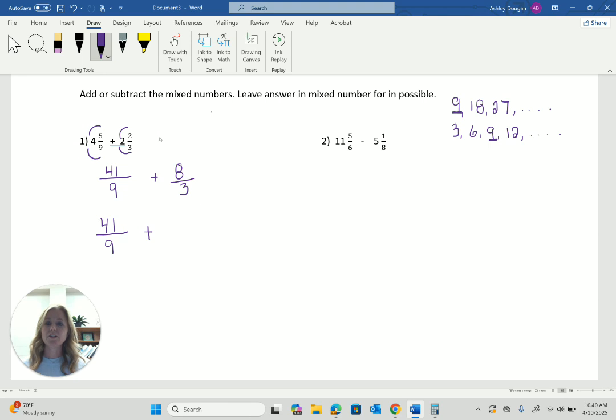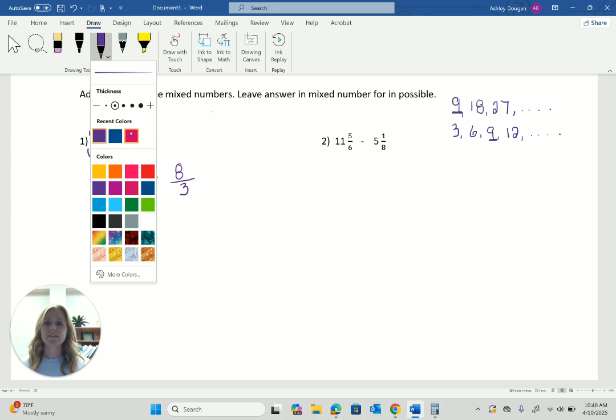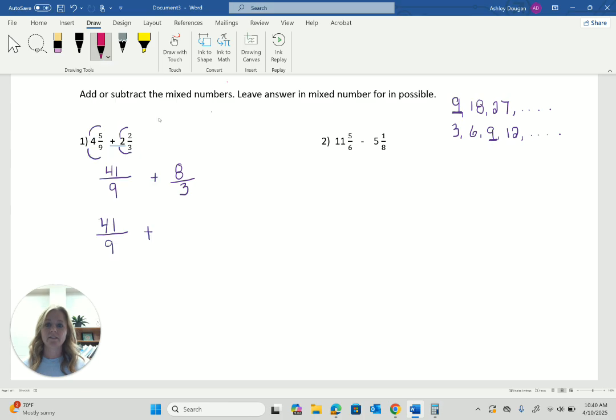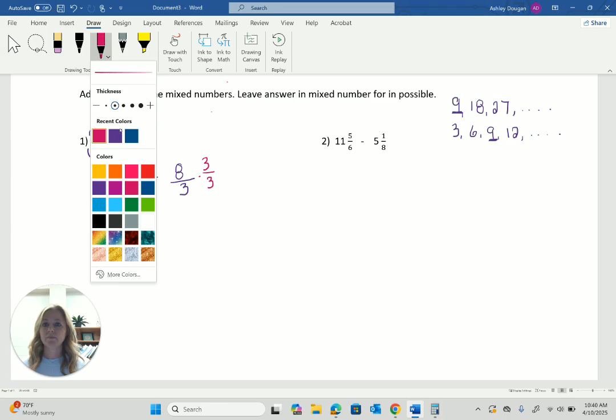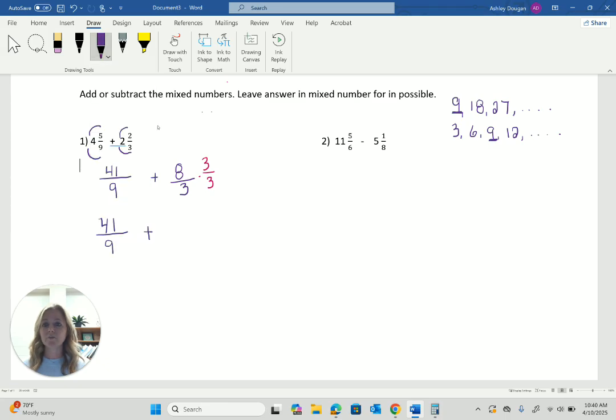Now for the second fraction, I need to multiply this 3 by something that's going to give me 9. So what can I multiply 3 by that gives me 9? 3. 3 times 3 is 9. If I multiply the bottom by 3, I need to also multiply the top by 3. I'm just showing that I'm multiplying the top and bottom by 3 here. And if you just want to write it out, multiply by 3 and whatever makes sense to you. 8 times 3 is 24. 3 times 3 is 9.